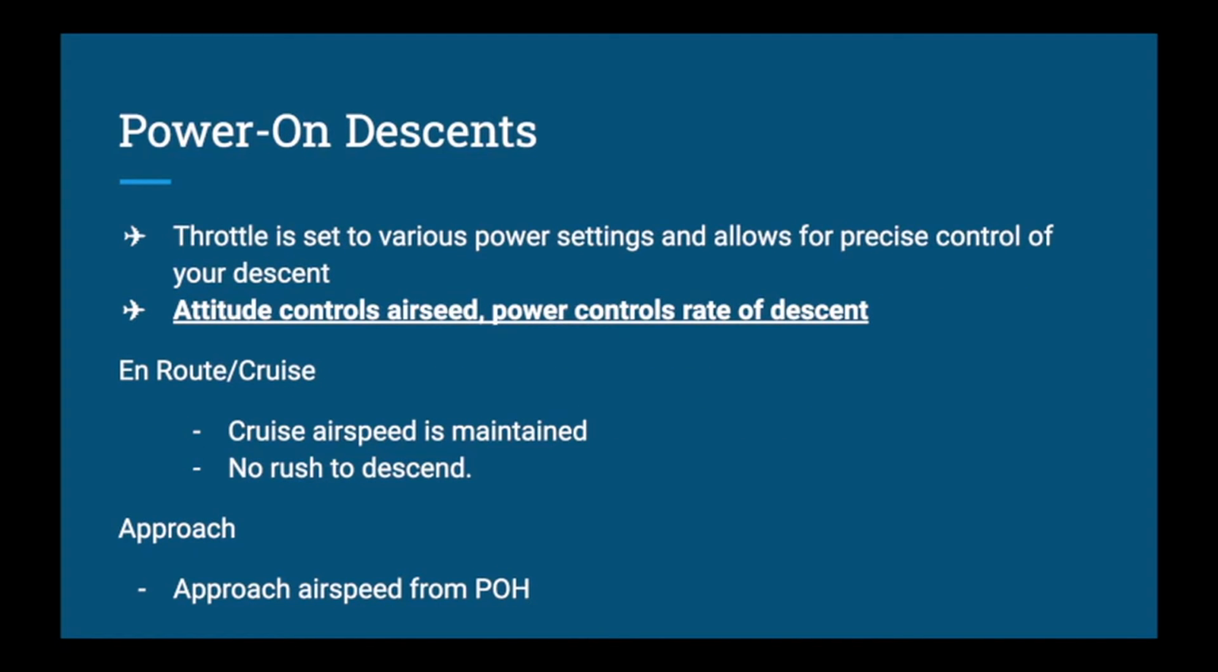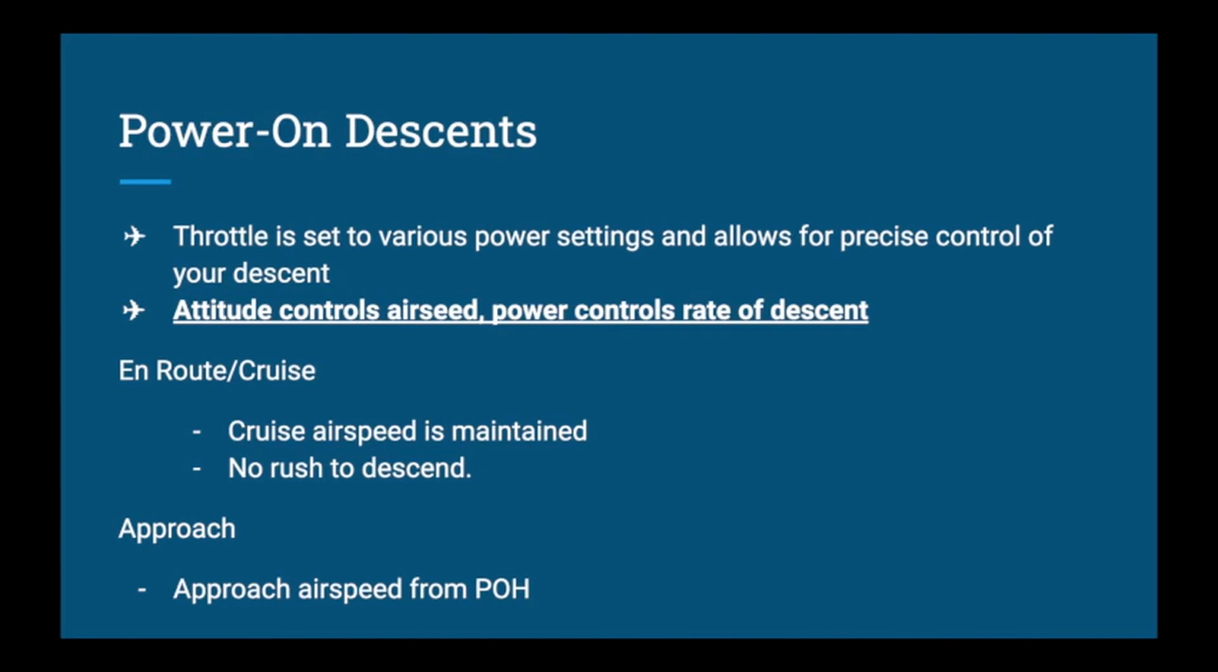Next, we've got the power on descent. The only difference now is that instead of the power at idle, it would be at a desired power setting. So your throttle is set to the setting and it allows very precise control of your descent. On a power on descent, your attitude still controls the airspeed. So you're still pitching up and down to maintain your desired airspeed, and the power is going to control your rate of descent. Whether you want to descend at 500 feet per minute or 300 feet per minute or 700 feet per minute, the change is going to be done with your power. So it's very important to recognize that.